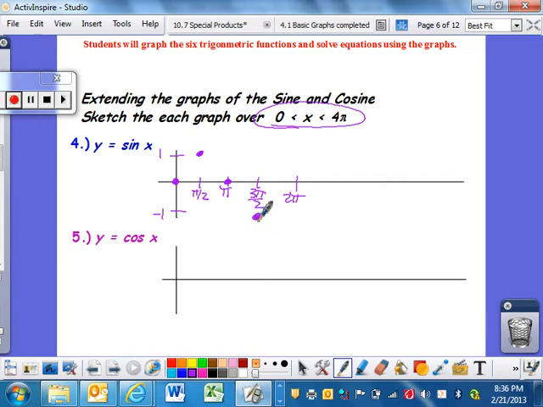Or straight down is -1, I apologize. And then the y value back to where we start is at 2 pi. So this is one cycle. What I'm trying to push you to realize is this.